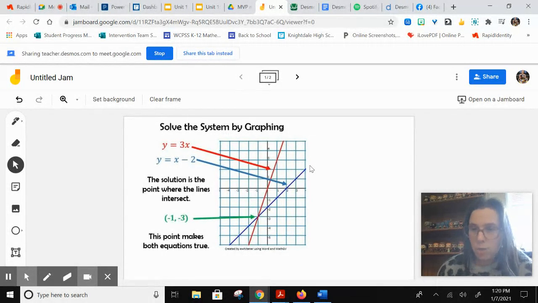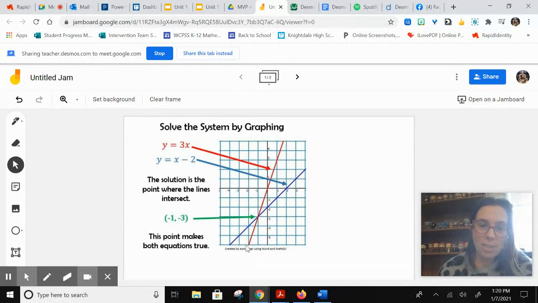Intersect is a fancy word for cross. So I literally want to know, where do these two lines cross on a graph? I'm looking for a coordinate point specifically, so you want an x value and a y value. Our coordinate points are both x and y because our equations have x and y as well.